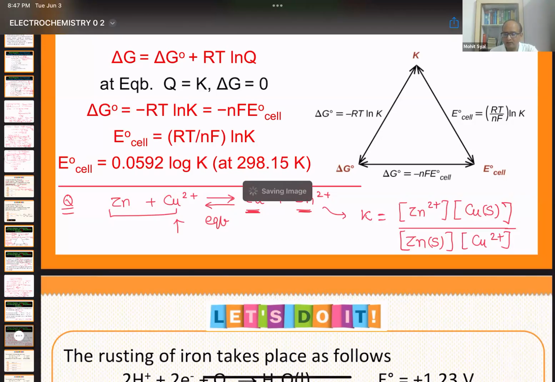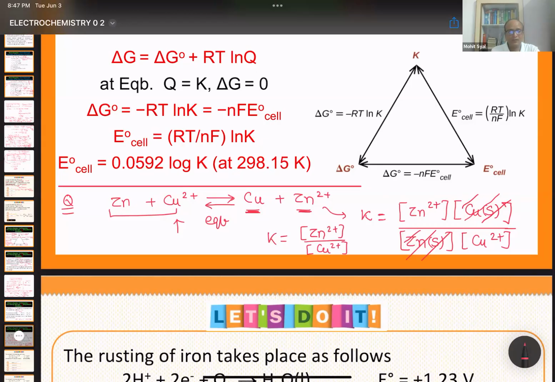For pure solids, the copper rod and zinc rod, their concentration doesn't change, because you can change only the concentration of ions. So you remove them from the equilibrium constant. So K is zinc 2+ over copper 2+. In the question, they will give you the concentrations. Got it? You can put the value of the concentrations, simplify it, and you will get the value of the equilibrium constant. Is it clear?